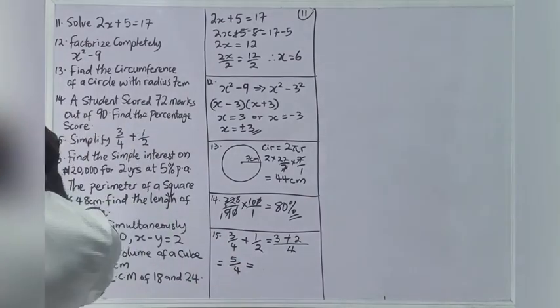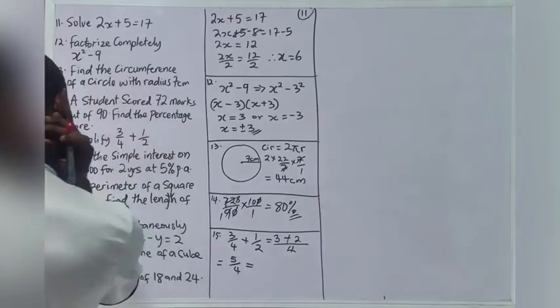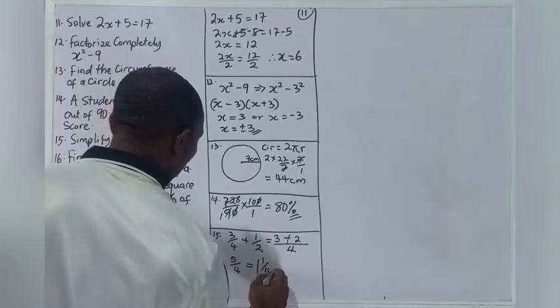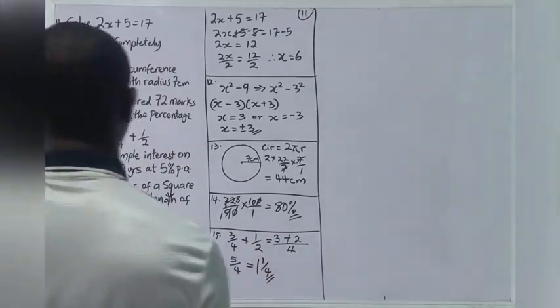Now, breaking it down, that becomes 1 over 4 as our answer.